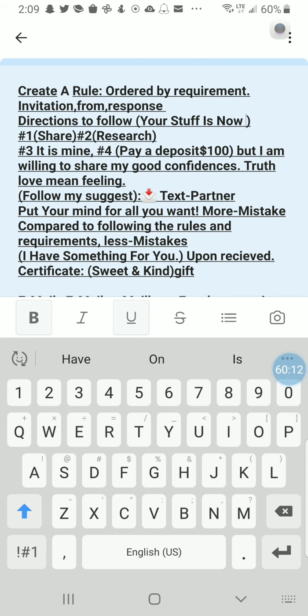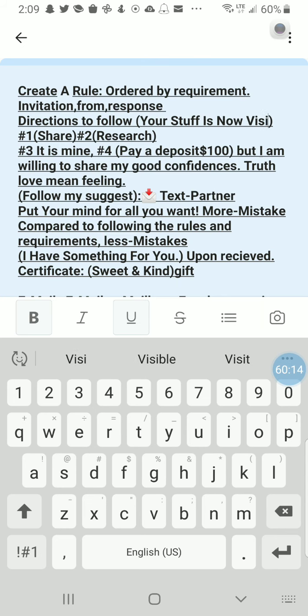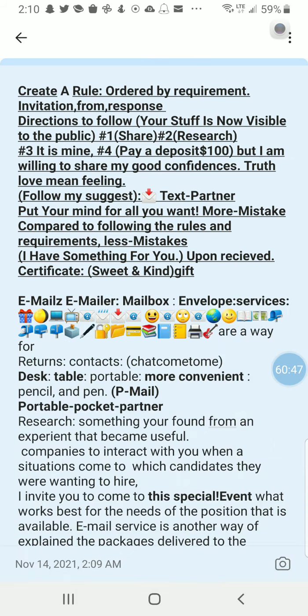Now visible. So your stuff is now visible to the public. It sure seems that way every time we think about that. If your stuff is going to be visible to the public, then for sure you would like to at least create one rule to tell everybody, please give me credit for the work that I do, or something like that.